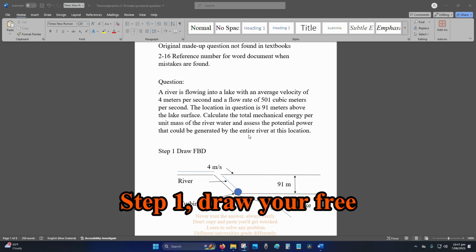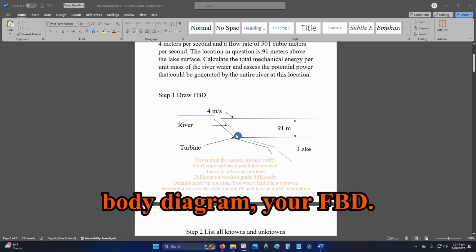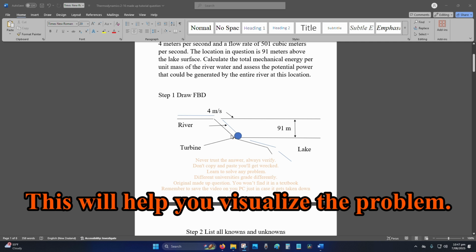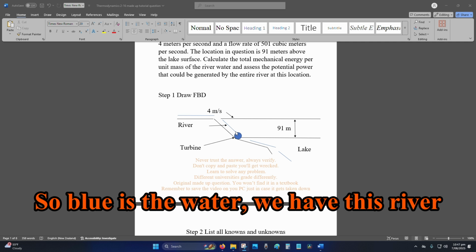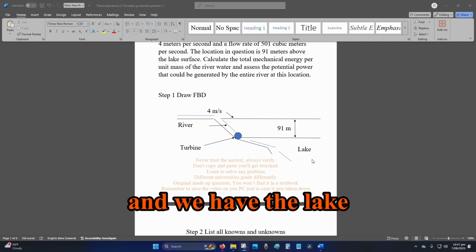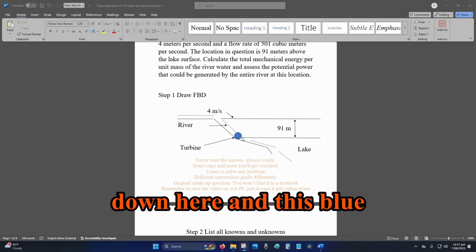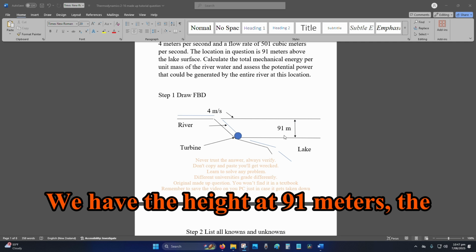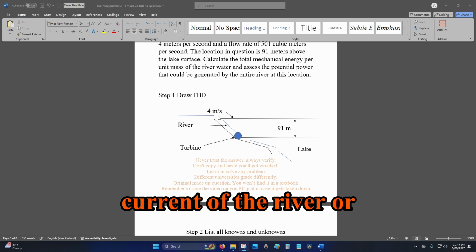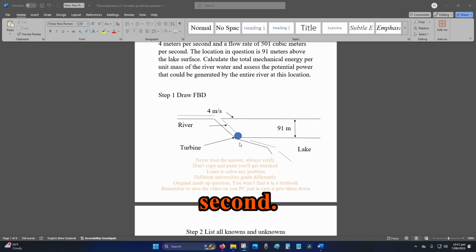Step 1. Draw your free body diagram, your FBD. This will help you visualize the problem. So blue is the water. We have this river, and we have the lake down here. And this blue dot is the turbine. And we have the height at 91 meters. The current of the river, or the velocity, is 4 meters per second.